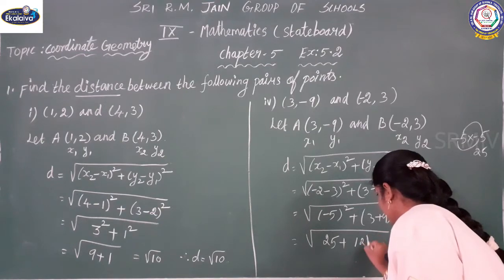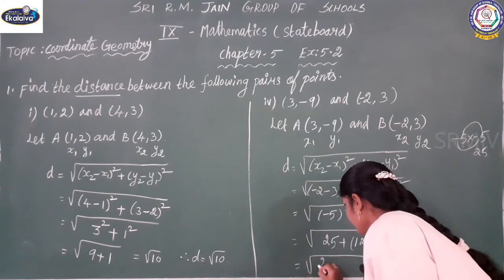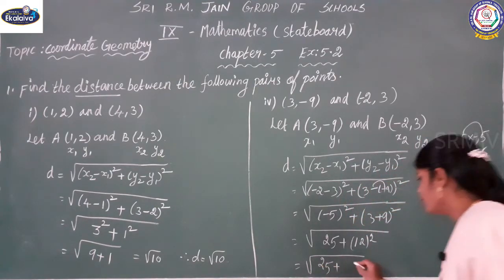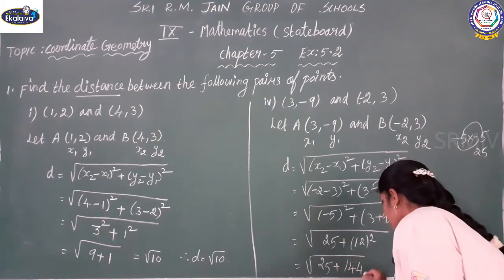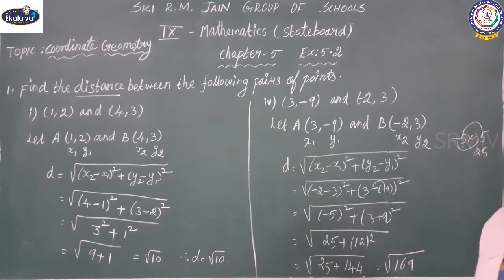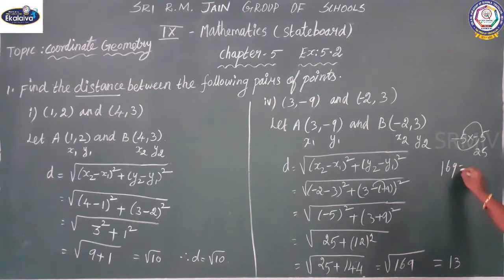12 square. Root of 25 plus 12 square 144. So when we add this, what you will get, children? 169. The square root of 169 is 13. Because 169, how can you split this? 13 into 13. So what is the answer? Square root of 169 is 13. So the distance equal to 13.